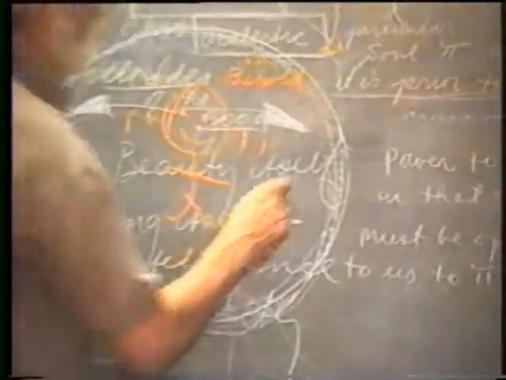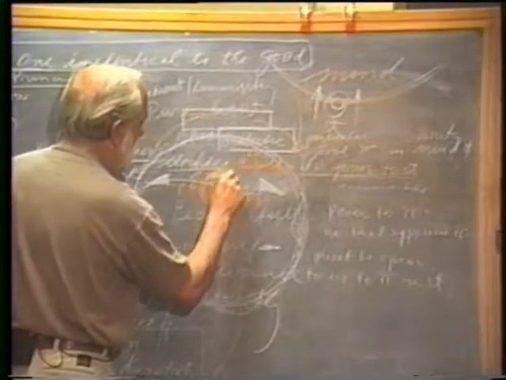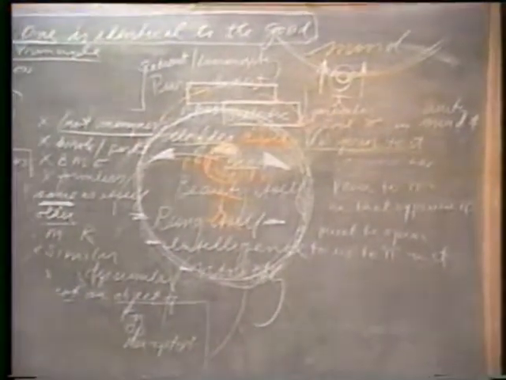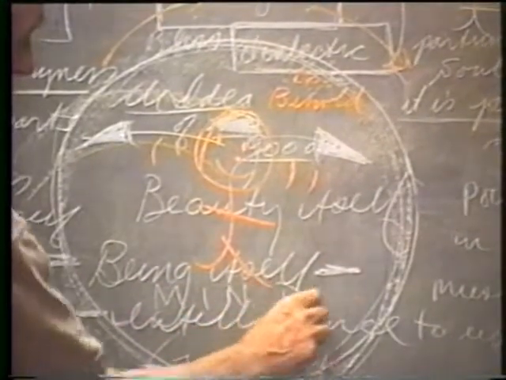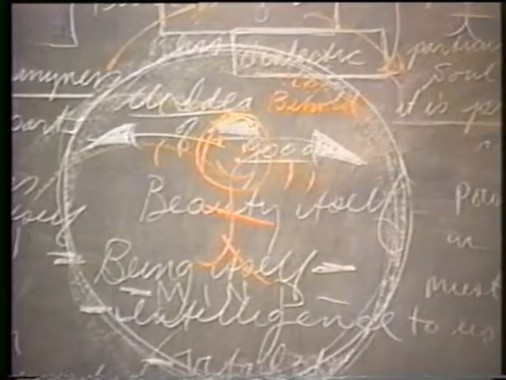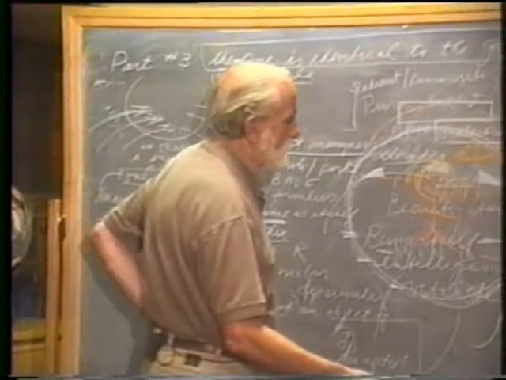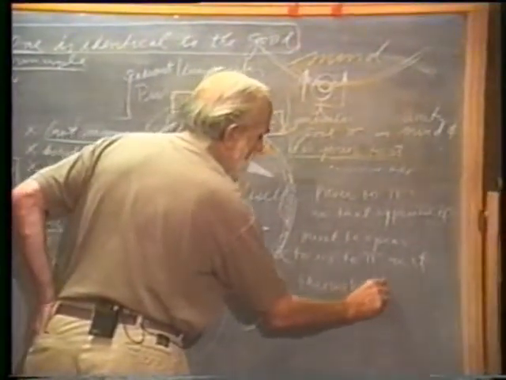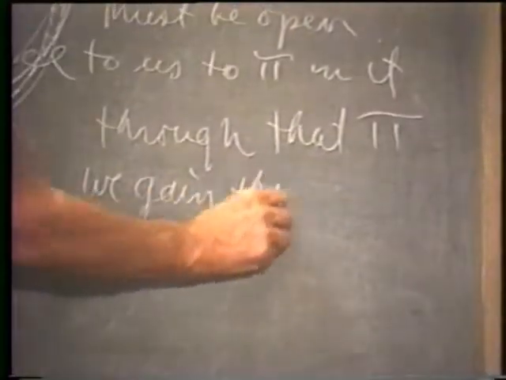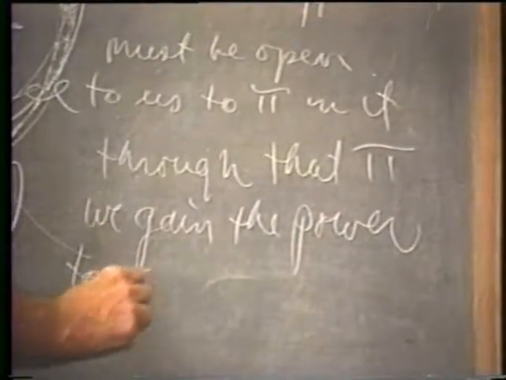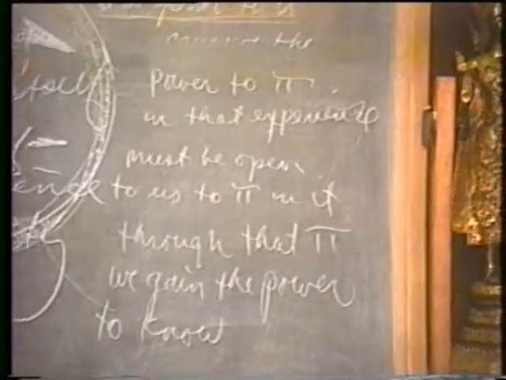That means then that since we are participating, since at this moment this person is participating in what we have called being itself, intelligence, or vitality, another word for this the ancients used is mind. Therefore, man has a power to participate in that experience. The experience itself must be open to us to participate in it. And through that participation, we gain the power to know. Therefore, the thing that we participate in is mind itself.